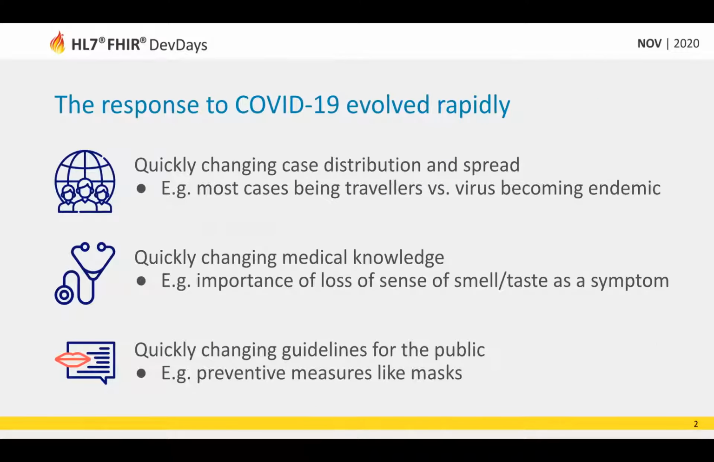The context of all this was the rapidly evolving COVID-19 spread, particularly in the spring here in Europe. I'm in Berlin. It was something that affected many aspects of our environment. In Germany, it went from being a disease that mainly affected travelers to something that was endemic. We learned a lot, obviously, about the disease and symptoms, for instance, the importance of loss of sense of smell as a marker. And the whole society responded to this, for instance, the guidelines, wearing a mask, and so on.